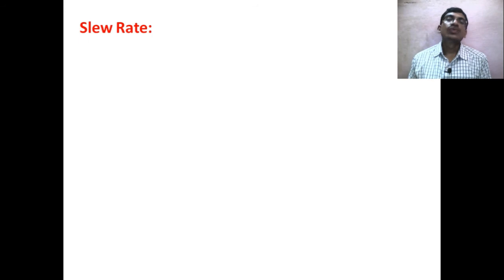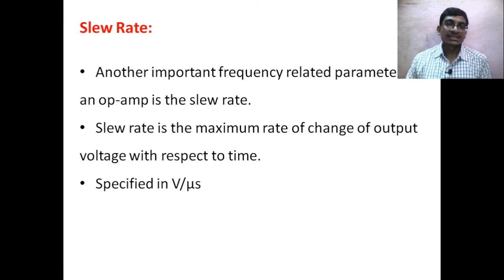Okay, let us see the slew rate. Slew rate is the next AC characteristic of our operational amplifier. Another important frequency-related parameter of an op-amp is the slew rate. The slew rate is the maximum rate of change of output voltage with respect to time. It is usually specified in volts per microsecond. This is an important parameter of an operational amplifier. The slew rate gives us the maximum rate of change of output voltage, how fast our output is changing. It is expressed in volts per microsecond, which means how many volts change in 1 microsecond.